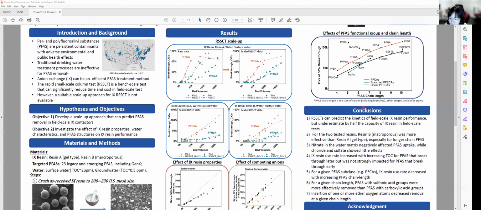And also we find that for a given PFAS subclass, for example, PFCAs, the IX resin use rate decreased with increase in PFAS chain length. And also we found the insertion of one or more ether oxygen atoms, for example, here the branched PFECAs and the linear PFECAs, decreases the removal of PFAS.